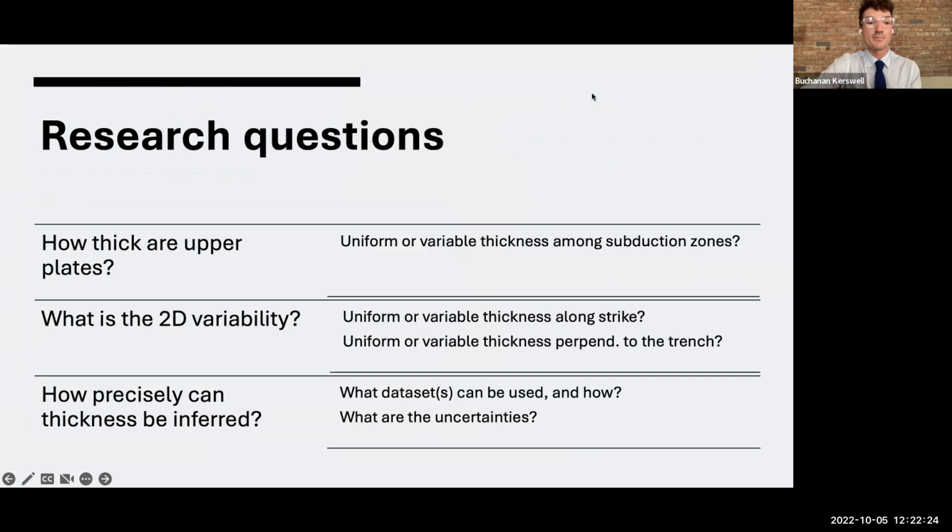So here are our questions. How thick are upper plates? First of all, are they uniform, or do they vary among subduction zone settings? What is the two-dimensional variability? So how do these things change along strike? Are they uniform, or are they variable perpendicular to the trench, along strike? And how precisely can the thickness be inferred? What data sets can be used, and what are the uncertainties, of course?